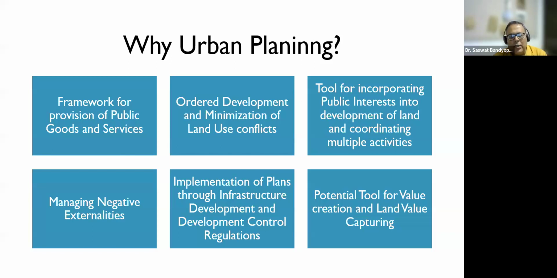So we need to actually relook at that tool and see how much we can load onto it. Because if you say urban planning can do everything, there was a very famous quote saying that if everything is planning, then probably nothing is. So we end up saying that urban planning will do this, will do that. Probably we are expecting too much. So we have to ask what the scope for planning is and what is happening in our context.